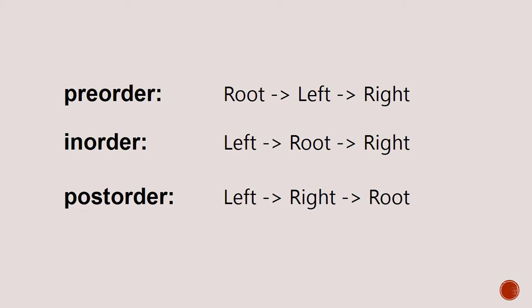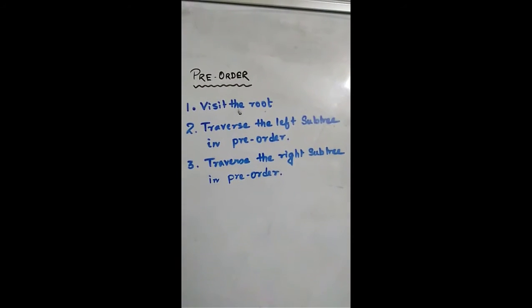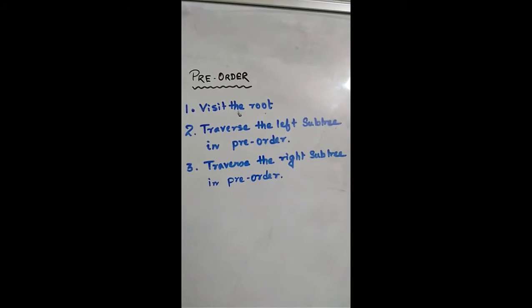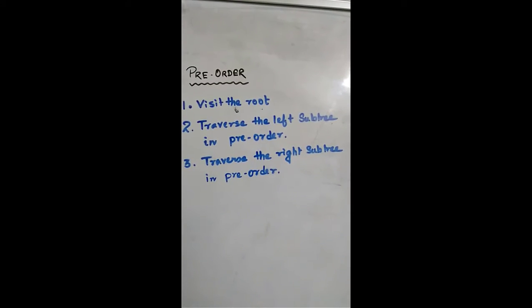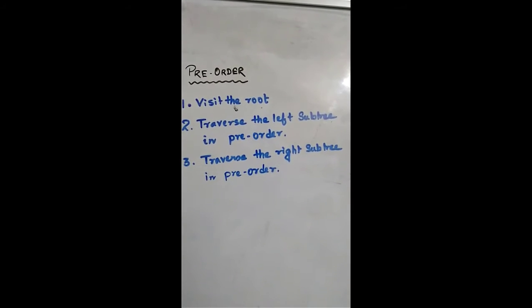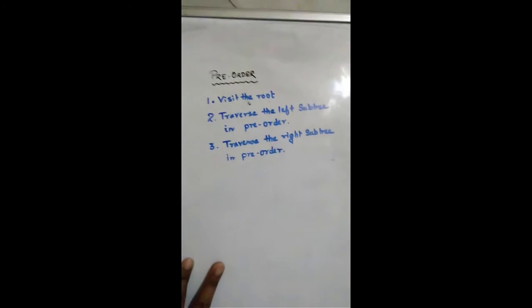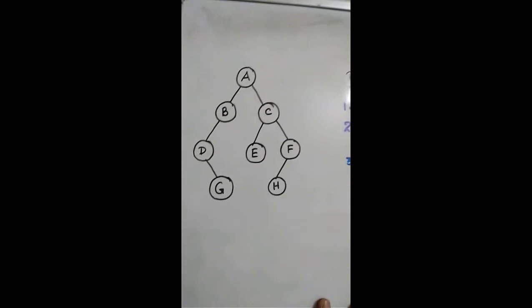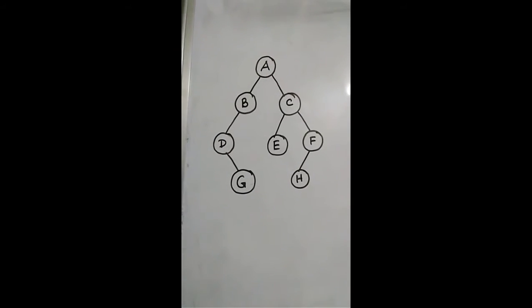So let's see how we can work with these three orders with the help of an example. By the algorithm of pre-order traversal of a binary tree, the first step is that we have to visit the root. Next, we will traverse the left subtree in pre-order. In the third step, we will traverse the right subtree in pre-order. So, with this algorithm, let's find the pre-order of this binary tree.